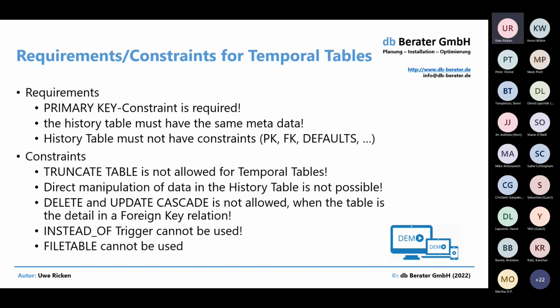And here comes the hard stuff. You have to fulfill requirements or constraints to use temporal tables. The first is very easy, but not always: a primary key constraint is required. Second, the history table must have the exact same metadata. Third, the history table must not have constraints. So when you think about developing your own history table and say, well, yeah, I want to have a primary key or foreign keys or defaults, forget about this. This is absolutely not allowed because SQL Server must be sure that there will be no constraint which will prevent SQL Server from storing the history data in the temporal table.